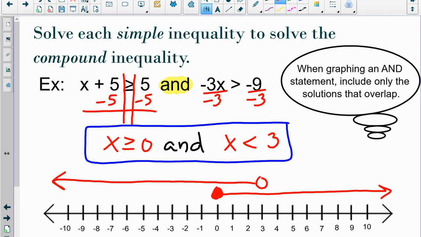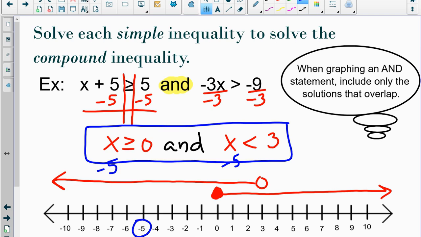And I would want to find all the numbers less than 3, which would be to the left, working towards those negatives. Now you'll notice here that we have an overlapping area in the middle, in between those two boundaries. And actually, if you think about it, is a number like negative 5 a solution to this compound inequality? Well, is negative 5 greater than or equal to 0? No. Is negative 5 less than 3? Yeah.